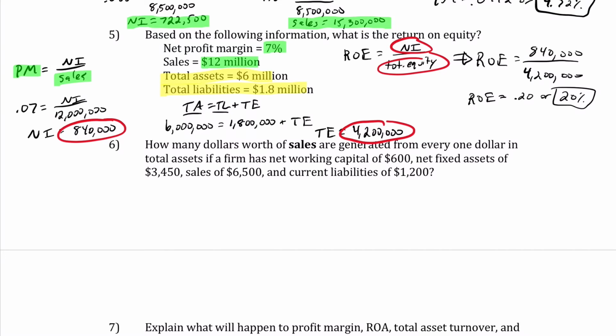The first thing that we need to identify is, what are they asking for? How many dollars worth of sales are generated from every $1 in total assets? So you have to ask yourself, which category of ratios focus on assets translating into sales? If you think back to the first part of the Chapter 3 lecture, we had 5 different categories of ratios. Category 3, your asset efficiency or asset turnover ratios, are the ones that focus on assets translating into sales. So which of those ratios within the asset efficiency group deal with total assets converting to sales?